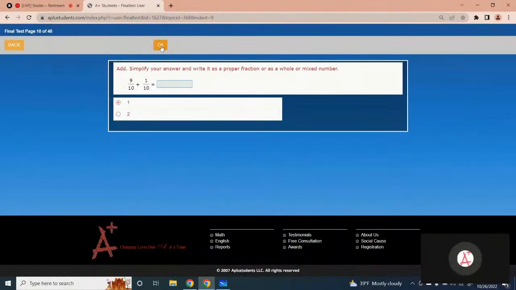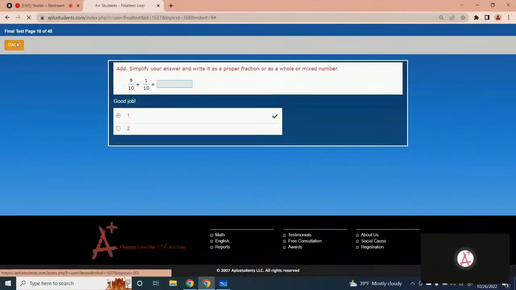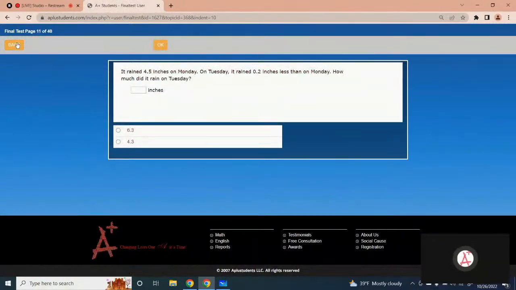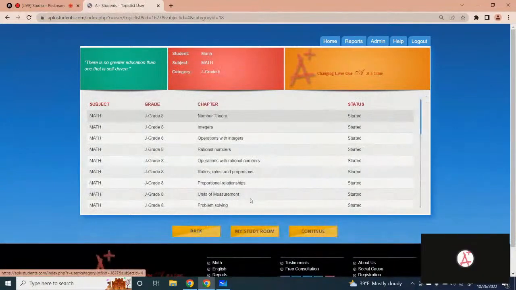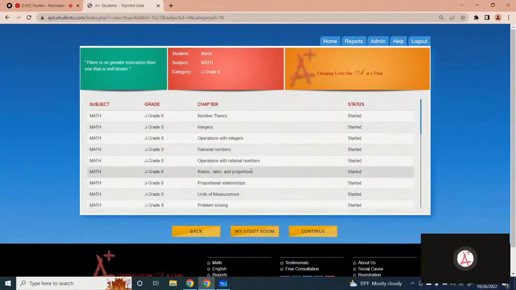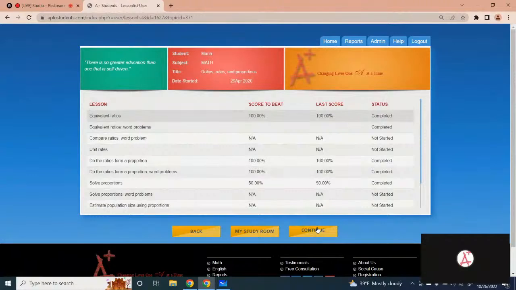Okay, you can complete the test by yourself later today. I'm just moving on to the next chapter. We have completed the one that is operations with rational numbers, and we're going to start with the next chapter, that is ratios, rates and proportions. Let's start with chapter 6, that is ratios, rates and proportions. And we're going to start with the very first topic, that is equivalent ratios.